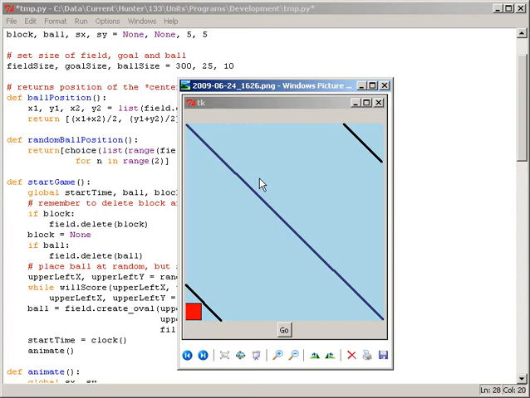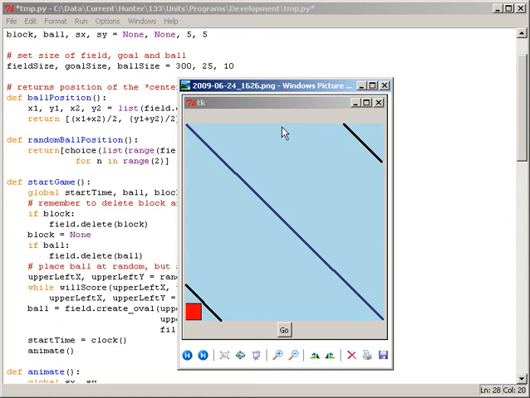Suppose instead the random position was chosen here. Again, the ball will move parallel, perpendicular, parallel, and so on, never scoring. In fact, if the ball starts anywhere between this black line and this one here, it cannot score. It will always stay in between the two black lines.